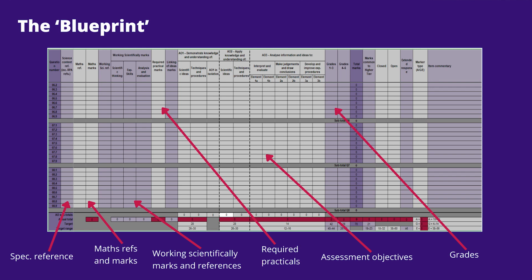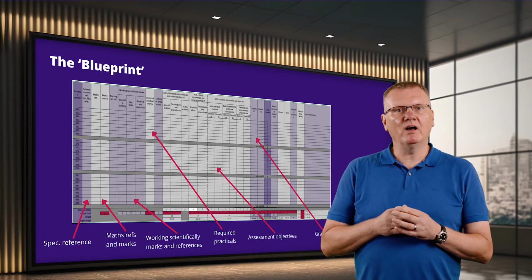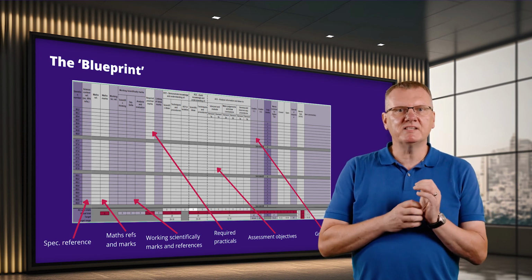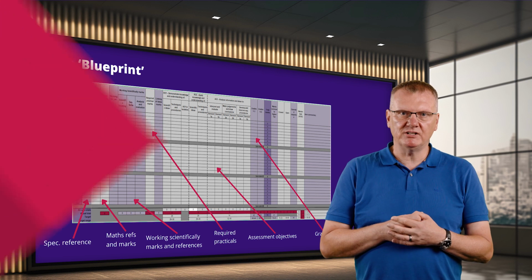Grades. On a foundation tier paper, there should be 60% of the marks at grades 1 to 3 and 40% of the marks at grades 4 to 5. I will carry on outlining what is required for each paper that is written by looking at a blank higher tier grid from the same specification.